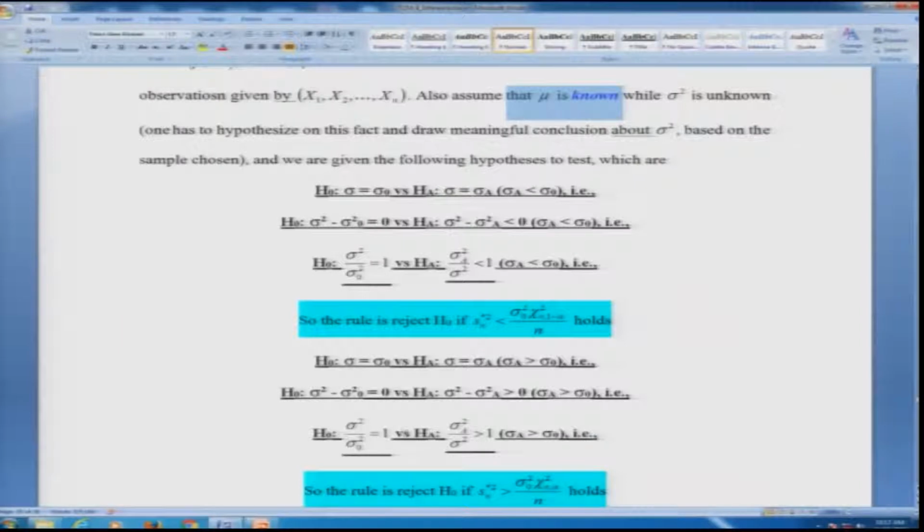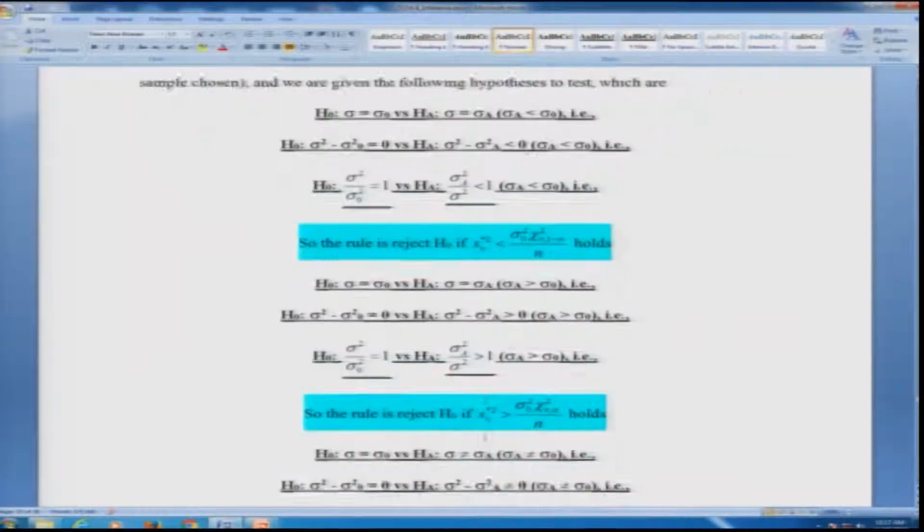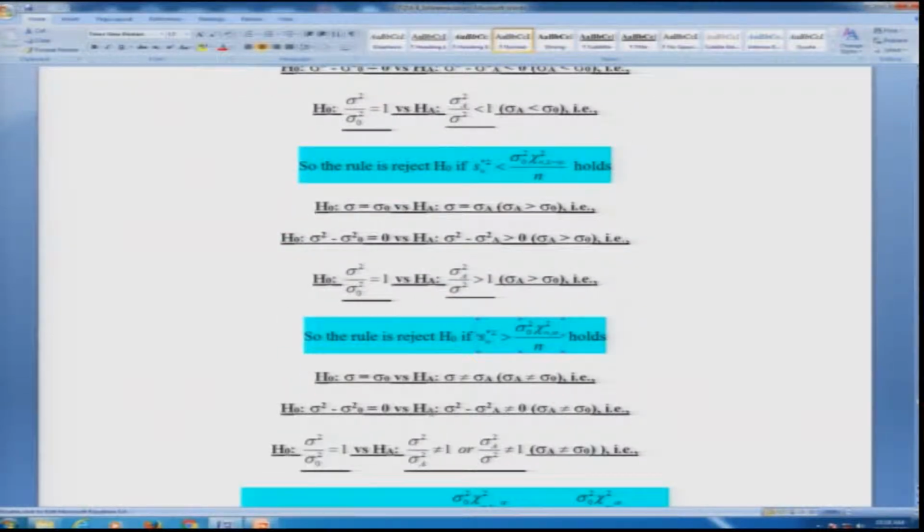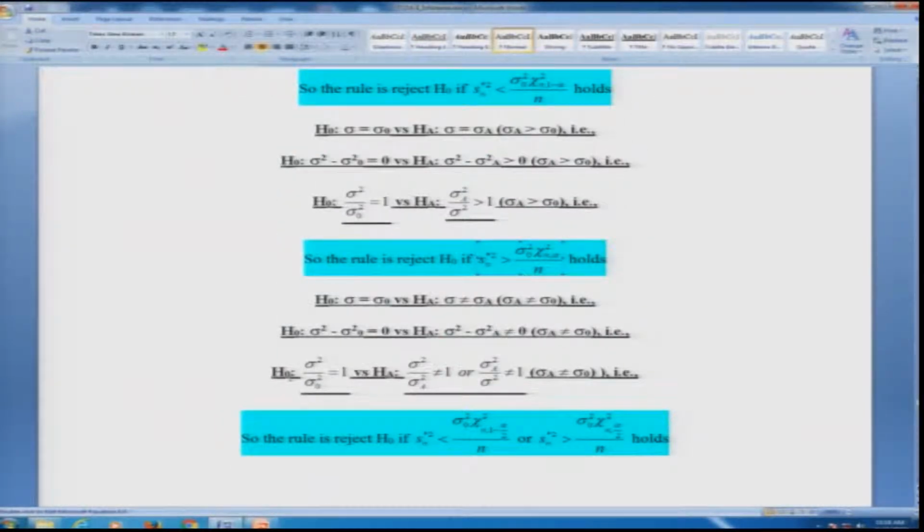In case the hypothesis is of this form, h naught remains the same, h a is of the greater than type, which is sigma square suffix a divided by sigma square greater than 1. In that case you have a right hand tail test, which is s dash square greater than sigma square naught by chi square suffix n, and in this case it is not 1 minus alpha, it is alpha, and divided by n remains as it is. If it is two sided, which means h naught is again the same, but in this case h a is when the ratios are not equal to 1.